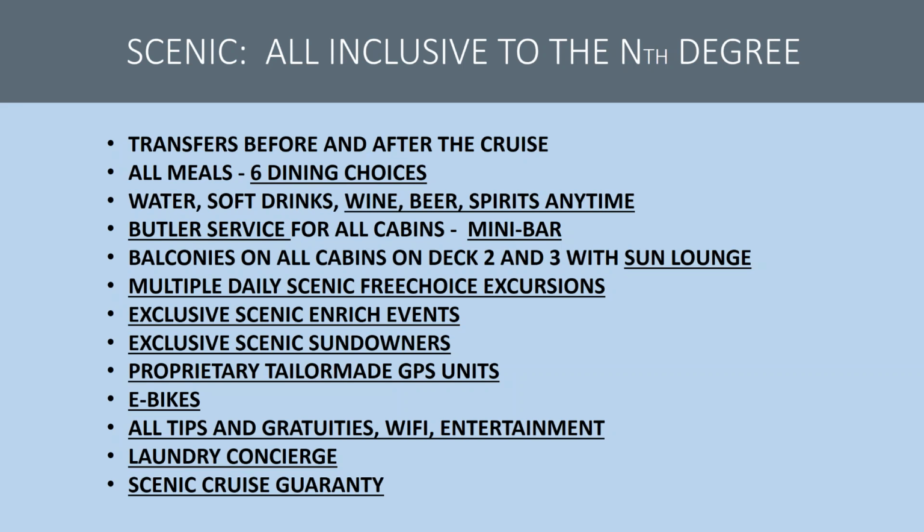Here's a list of what is included with Scenic, and this will include also the Scenic Eclipse, so it's all of our river ships as well as our new ocean ship coming out. All the transfers are included before and after the cruise. We'll have up to 6 dining choices on most of the ships. There may even be more on the ocean ship. It's still in final design. All kinds of drinks, from water to wine to beer to spirits, anytime they want. No restrictions there as far as time. And butler service for all cabins, even the least expensive, and a mini bar in all cabins that would be stocked with what they want. As mentioned, all the cabins on the second and third deck have the balconies.